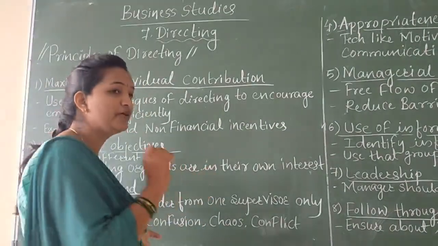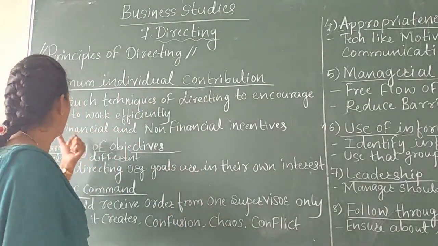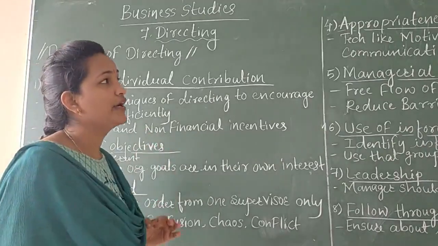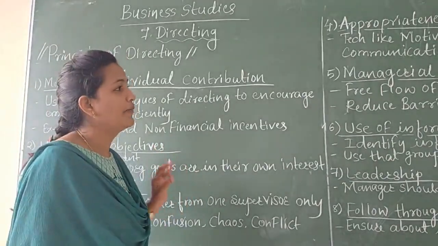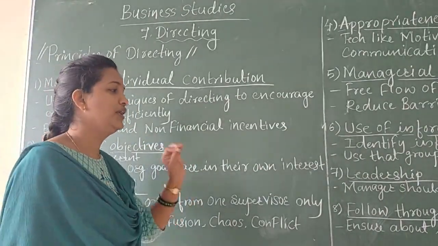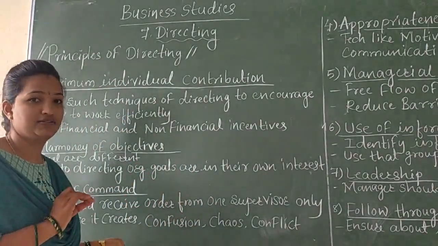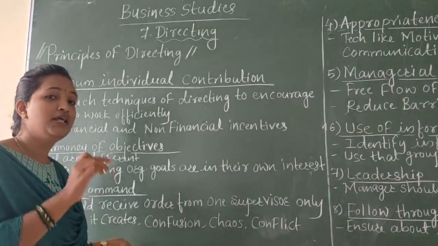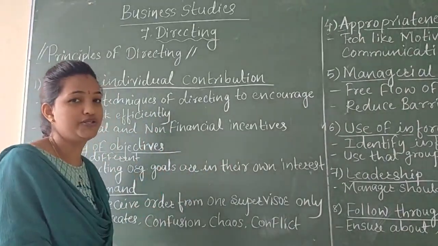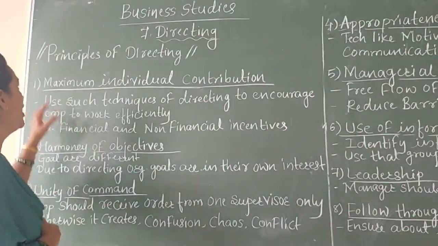So there are a total of 8 principles of directing. First, maximum individual contribution, then harmony of objective, then unity of command, appropriateness of directing techniques, managerial communication, use of informal organization, leadership, and follow through. These are the techniques, otherwise you can call them the principles. These principles should be used by a manager to direct their employees. So let's start with how the manager can use these.